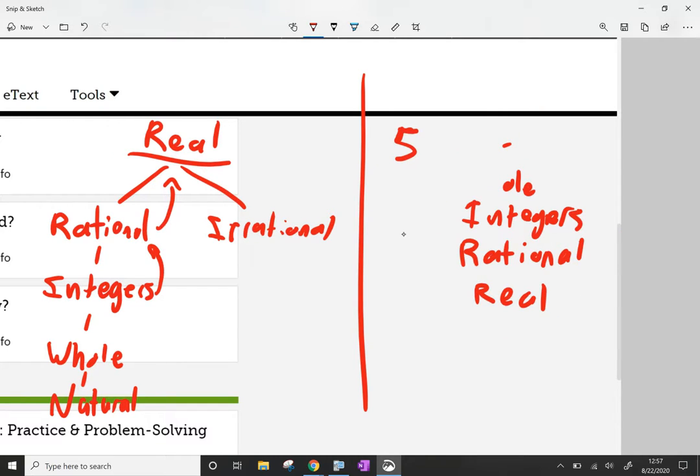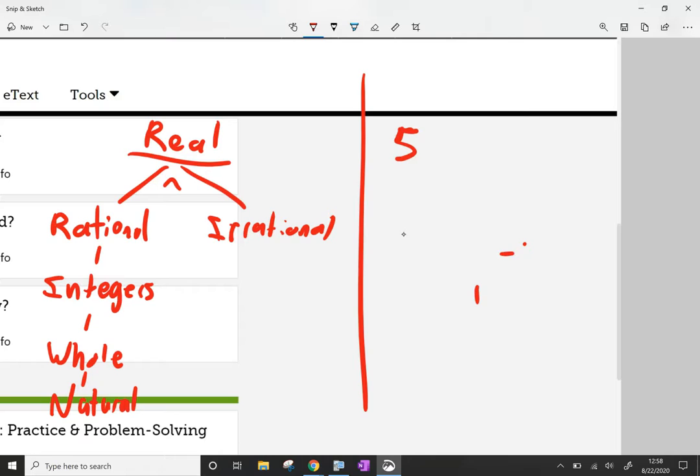So let's try a different example. Let me give you a different number. Let me go with the number -5. Okay, slightly different. Now, -5 is not a natural number because natural is only positive. So it's not natural. It's not a whole number either because whole numbers are 0 and positive. Whole numbers do not include negatives, so it's not a whole number. But -5 is an integer.